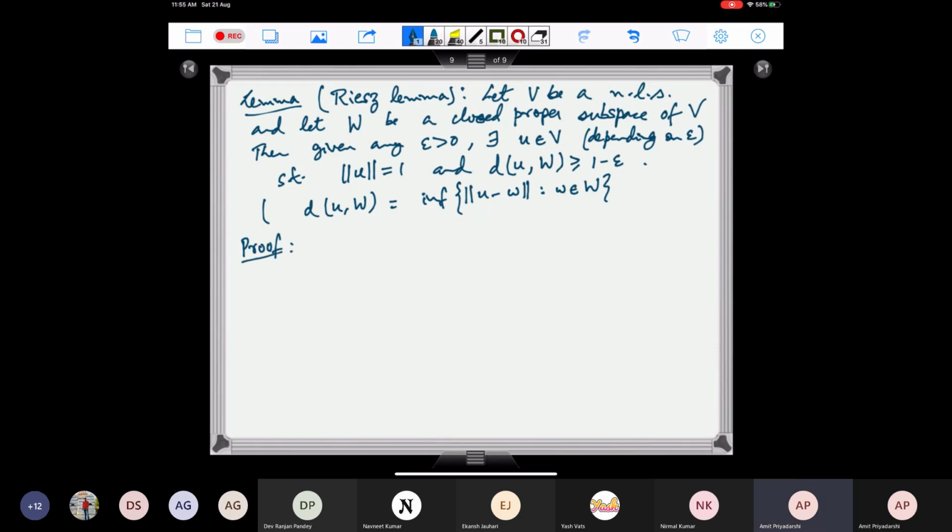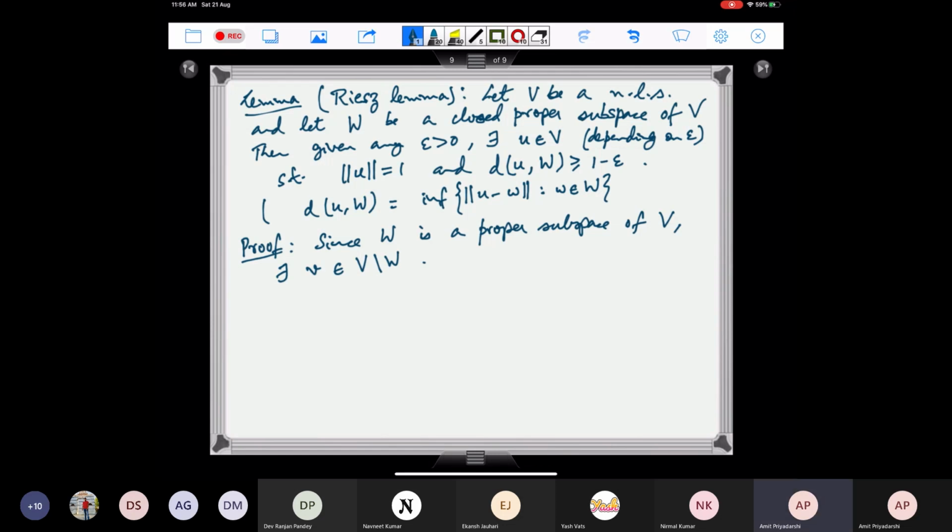Let me just do this proof and then we'll stop. So first of all, since W is a proper subspace, we can find a vector which is not in W. So there exists V belonging to V minus W. We have a vector V which is not in W.